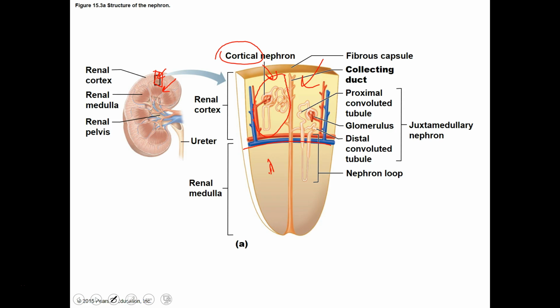And then the juxtamedullary nephron extends down into the medulla, okay? So if it has medulla in it, then it's one that extends down. It starts in the cortex, the top part, then extends down into the medulla, and then goes back up into the cortex. What you need to realize is that down in here is where the water loss per se is happening. It's a little more complicated than that, but that's kind of where the water loss is happening.